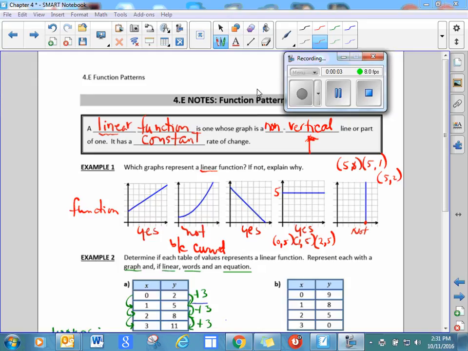Hi guys, we are on 4E. We're at the top of page 91. I've gone ahead and written a little of this in there so that I don't waste as much time trying to write and talk at the same time. We're going to continue talking about functions.